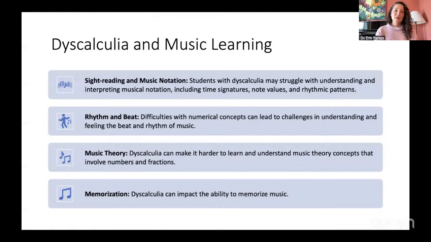So for someone with dyscalculia, here are the ways that it can impact music learning. So it can certainly impact sight reading and music notation. So students with dyscalculia can have visual spatial processing issues as well. It's not as pronounced as in dyslexic students, though, but they may struggle with understanding and interpreting musical notation. Those are symbols, again, that are a little bit difficult to pin down sometimes. So including time signatures, note values, and rhythmic patterns. These aren't numbers, but they're numerical concepts.